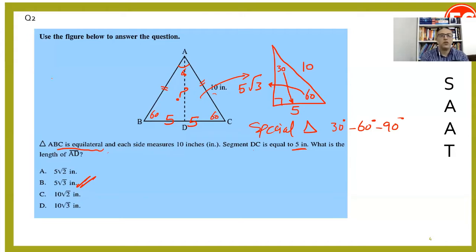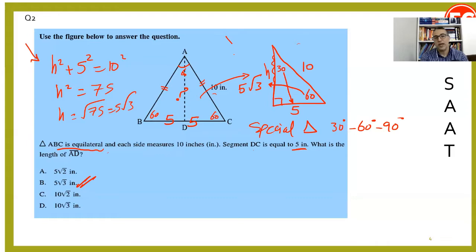By the way, you can solve it by Pythagorean theorem. If this side is h, for example, then h squared plus 5 squared is equal to 10 squared. So h squared is equal to 100 minus 25, which is 75. So h is equal to root of 75, which is 5 root 3. So this is another method. You can use the special triangle, or you can use the Pythagorean theorem. Use the one that suits you and decreases the amount of time you need.